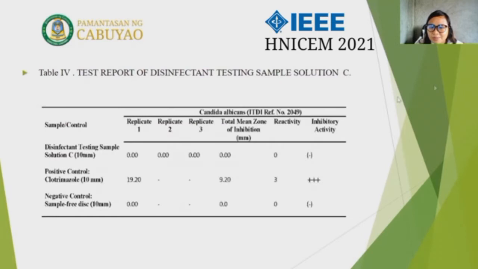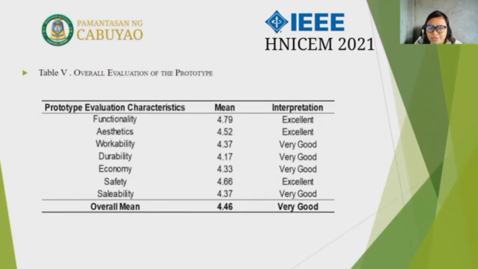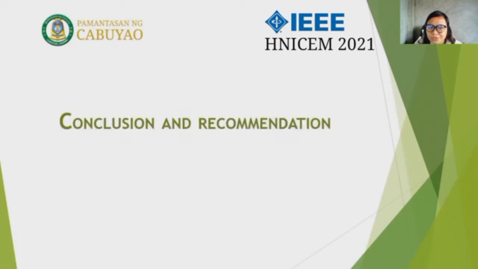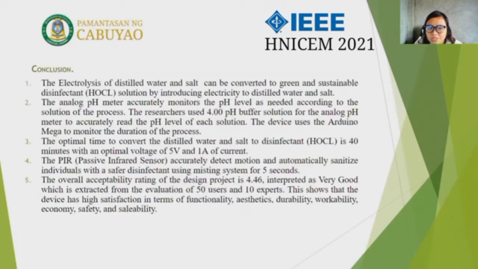And for the last, sample solution C, it displays no inhibitory activity and no reactivity against the test organism Candida albicans. And the positive control for Candida albicans, clotrimazole, produced complete inhibitory activity with moderate reactivity against the test organism. And the overall evaluation of the prototype has an overall mean of 4.46, which is interpreted as very good. Conclusion and recommendations.